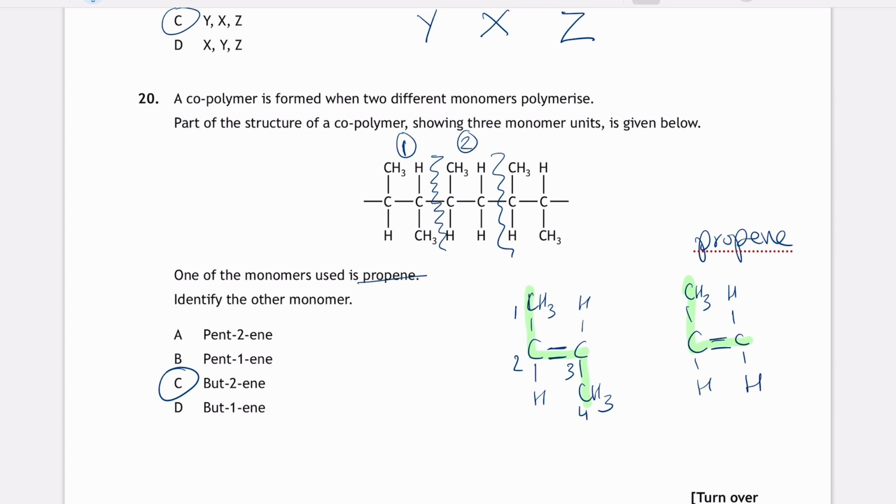If it was pent-2-ene, you would have a chain of 5 carbons with the double bond between 2 and 3. If it was pent-1-ene, you would have a chain of 5 carbons, but the double bond would be between carbon 1 and 2. Okay.